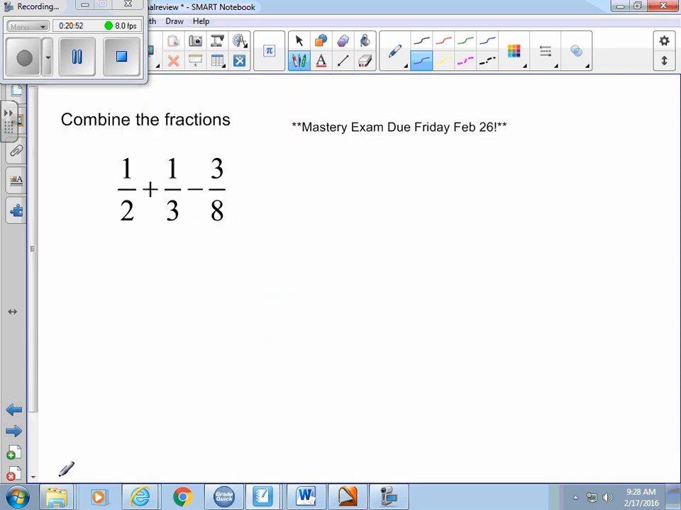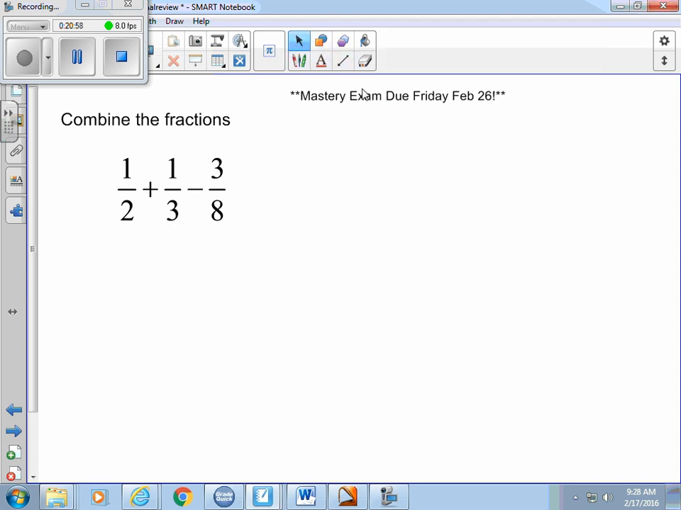Alright, now we're going to combine fractions. I have a little reminder there, mastery exams due Friday, February 26th. I'm not sure why it's there and not on the front page. Before we do fractions with letters in them, we're going to start with fractions with numbers in them. I am not going to pick up my calculator, not because you can't, but because in just a second we're going to put letters in it, and then our calculators are in trouble.